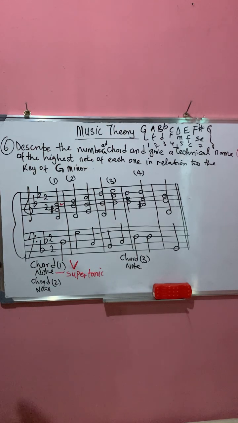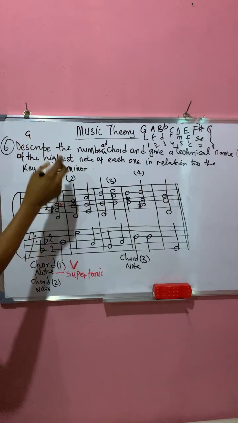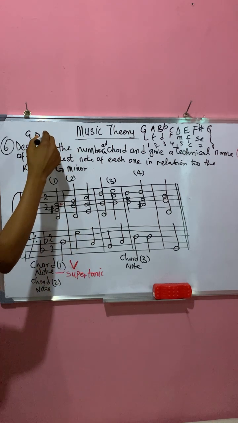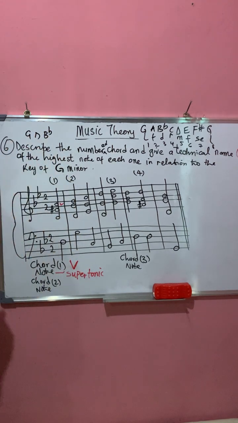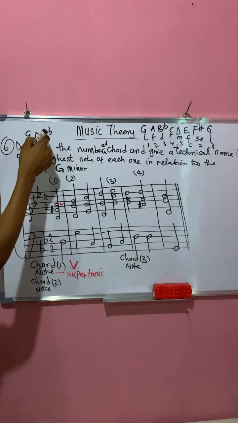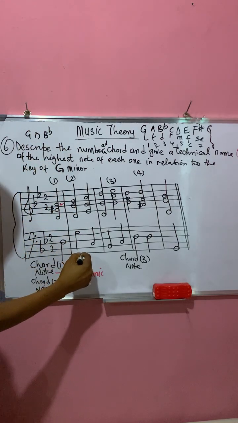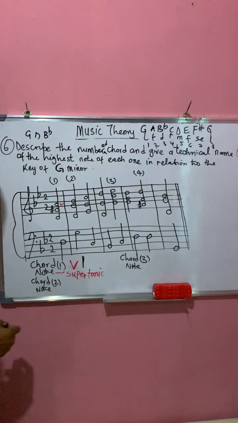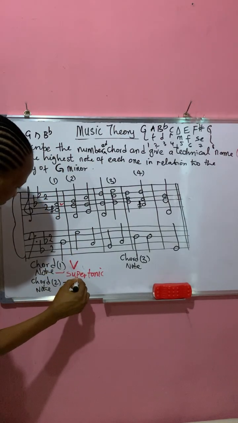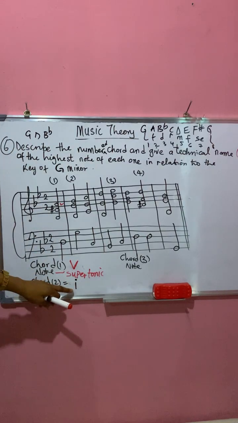Now number 2, chord combination. We have the G, we have D, we have B flat. So this is a G minor chord already, which is G, B flat, and D. So this one is chord 1. See how I'm writing chord 1 as a minor chord, so you don't write it as a major.